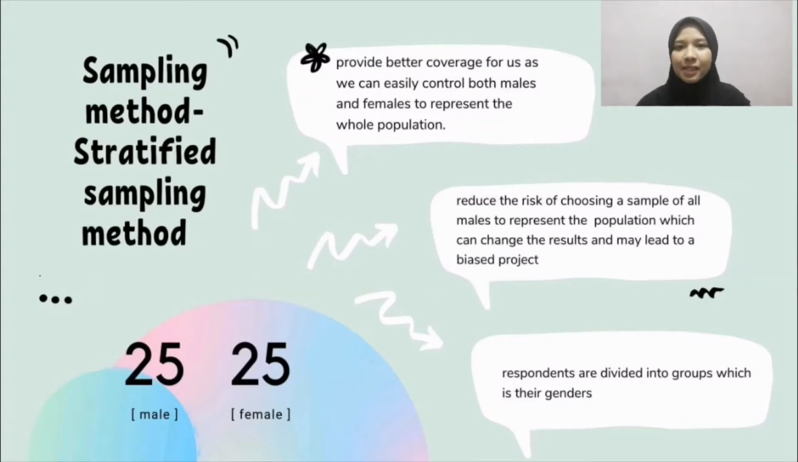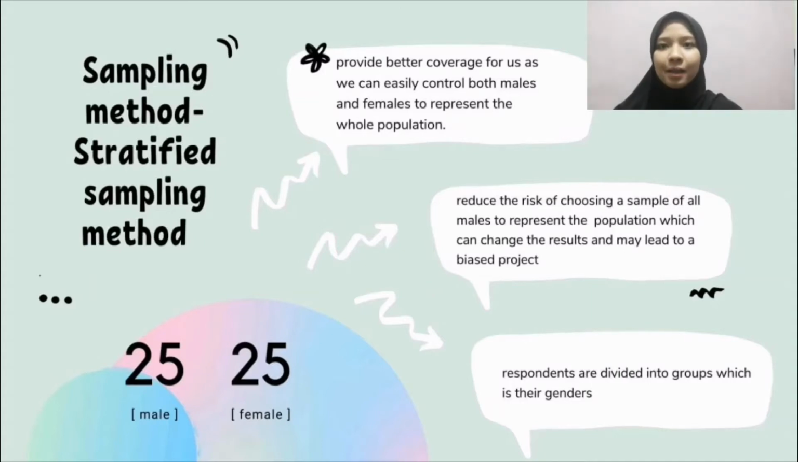Why did we choose this sampling method? It is because it will provide better coverage for us as we can easily control both males and females to represent the whole population. For example, we want to reduce the risk of choosing all males to represent the population because it will change the result and may lead to a biased project. It is the same for females; we want to avoid choosing all females in our project. As a summary, our population is all IIUM students and our sample is 50 samples consisting of 25 female and 25 male IIUM students.